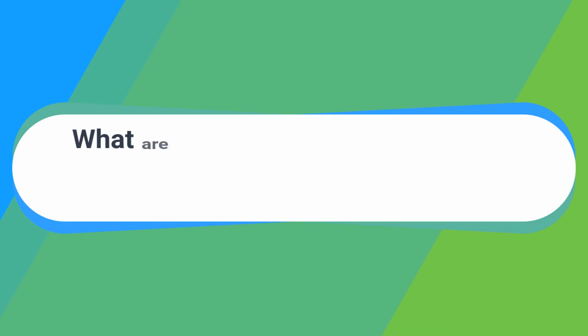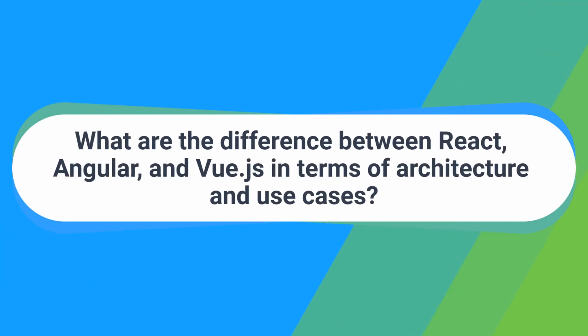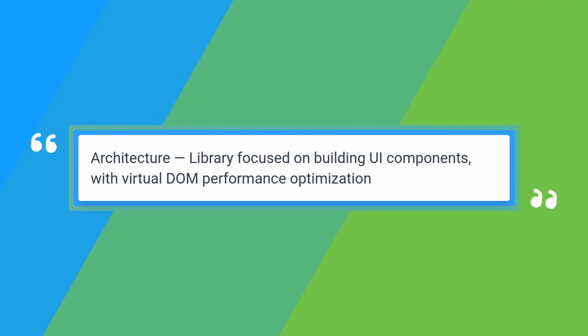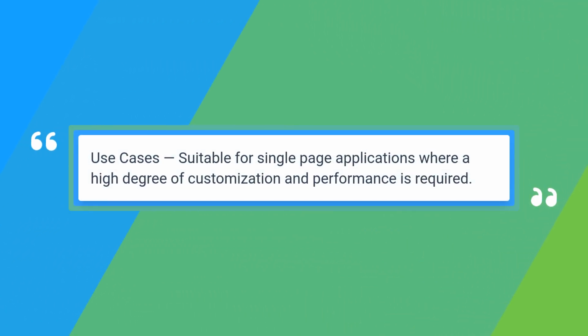What are the differences between React, Angular, and Vue.js in terms of architecture and use cases? Okay, first, I would like to tell you about React. Architecture. Library focused on building UI components with virtual DOM performance optimization. Use cases. Suitable for single-page applications where a high degree of customization and performance is required.